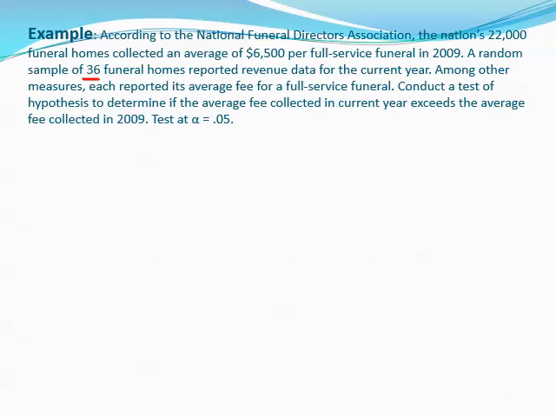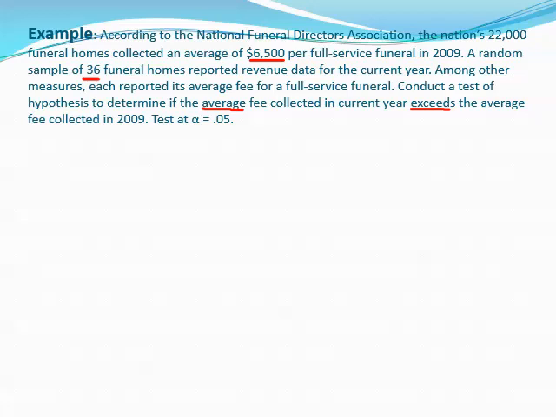This is a problem that deals with means. 30 or more is our sample size. This is a large sample problem. All right, so it says to conduct a test to determine whether the average fee exceeds the average collected in 2009, $6,500. Mu greater than 6,500. That's the formulate part. That's the identify the null and the alternative. And what I just found there, what we're trying to show, is the alternative hypothesis.